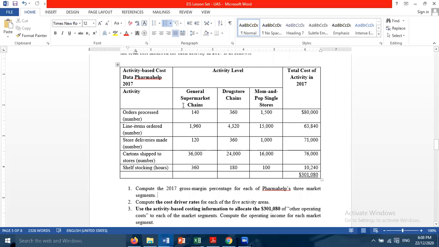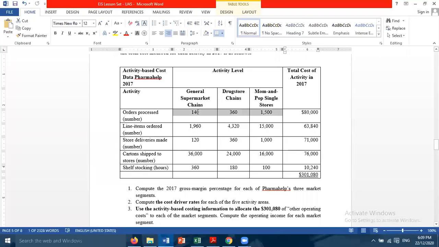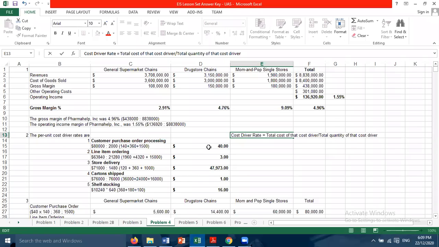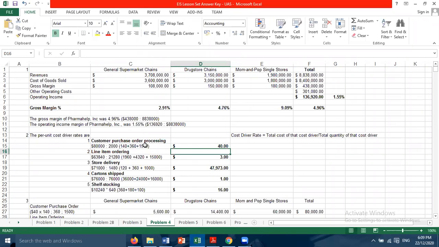So let's say orders processed has a total cost of 80,000. Then we just need to divide this 80,000 by the total quantity of orders processed, which is 140 plus 360 plus 1,500, which is 2,000. So 80,000 divided by 2,000 will be the cost driver rate for orders processed. In this case, as we can see, it's $40.